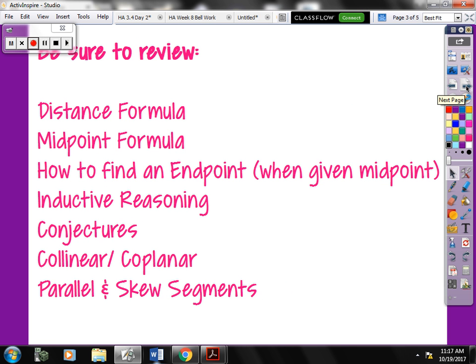Back in chapter 1 we also learned the distance formula, the midpoint formula, and also how to find an endpoint when given the midpoint. So you might remember we had working backwards to find the other endpoint. We did that using either an algebraic method or also using a pattern, kind of just observing the numbers and continuing that pattern to find the other endpoint.